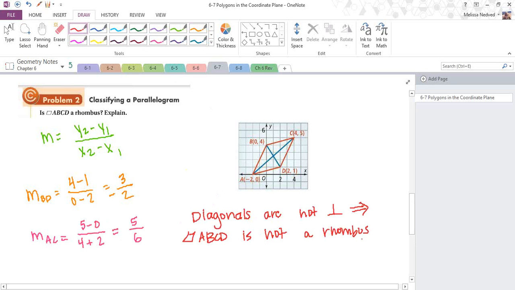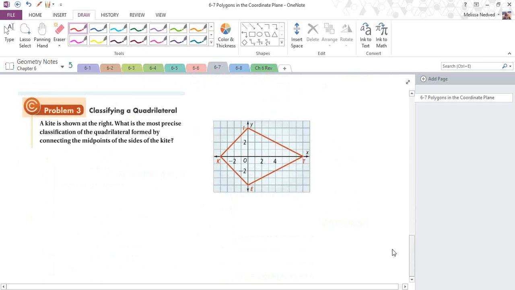Again, you could have taken a different approach. You could have tried to find the lengths of all 4 sides. You would have noticed at some point that they're not all the same. But I tried to do one that was a little bit more efficient. You can choose how you do it. And our last one, a little bit more intensive.